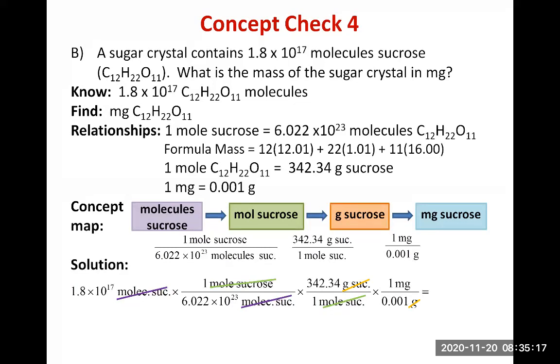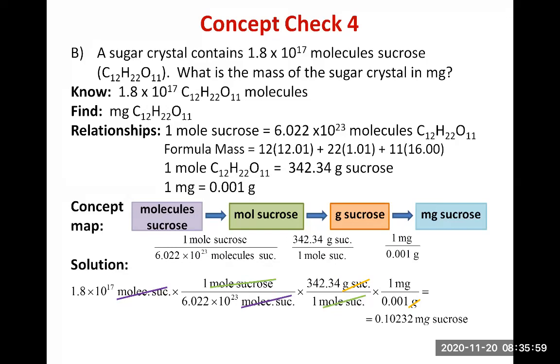In the calculator, you do 1.8 times 10 to the 17 multiplied by 342.34 divided by 6.02 times 10 to the 23rd, and divided again because I didn't put parentheses, so I divide again by 0.001, and the calculator answer is 0.102326, etc. So that's the calculator answer here in milligrams of sucrose.